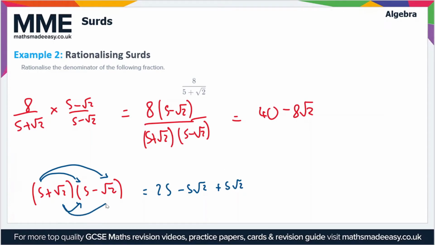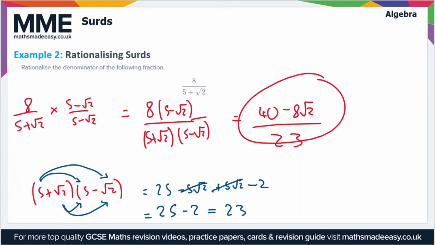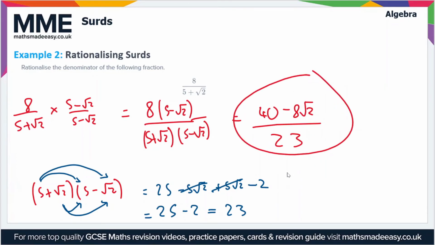Then we have the last, which is the last two terms in each bracket, so that's root 2 times minus root 2. That gives us minus 2 when we multiply them together. If we simplify this, we're left with 25 minus 5 root 2 plus 5 root 2. These terms are going to cancel because they add up to 0. So we're left with 25 minus 2, which equals 23. So the denominator of our fraction here is just going to be 23. Now we can either have it in this form with the expanded bracket on the top or the factorised form, but either way, we have rationalised the denominator in this fraction.